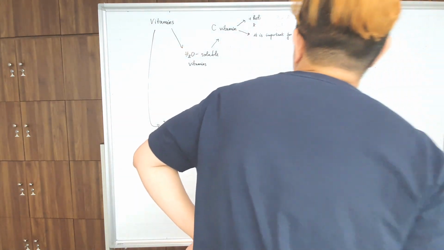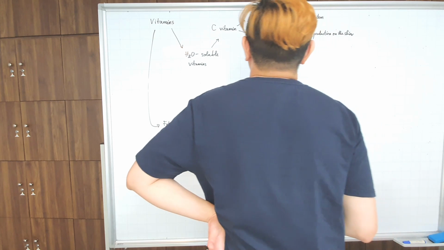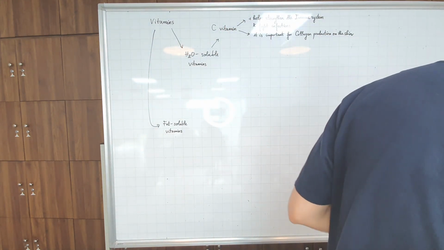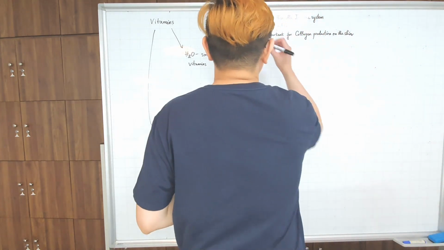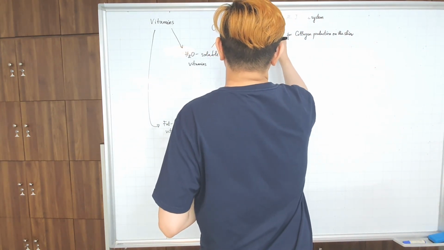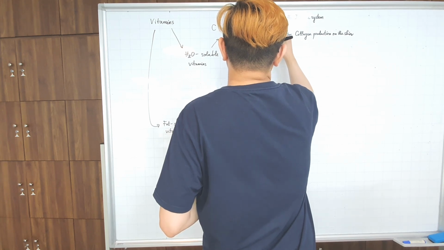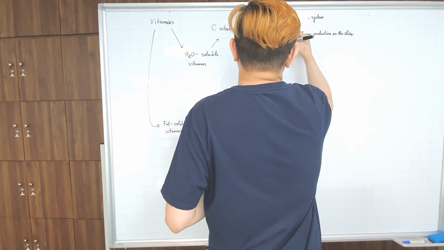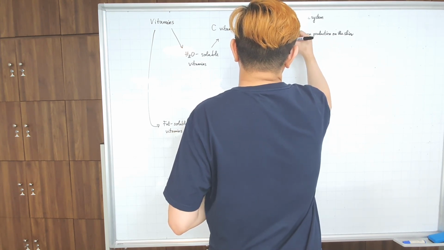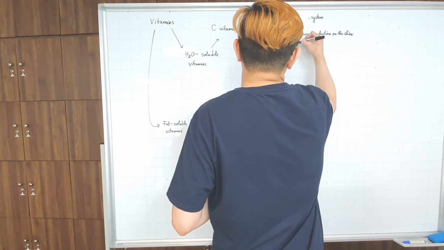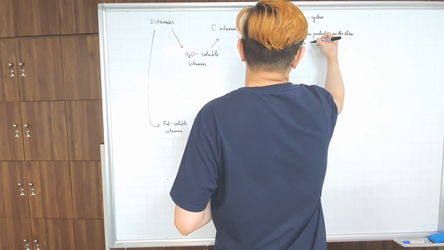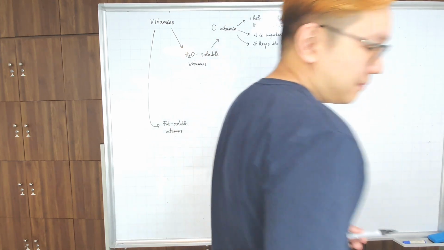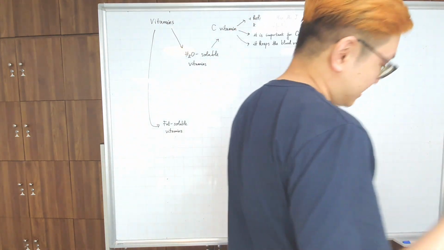C vitamins. Thiếu vitamin C là cái chuyện gì? So collagen production in the skin, and of course it keeps the blood vessels strong. Nó giữ cho những cái mạch máu á, nó mạnh, khỏe. Keep the blood vessels strong. Thiếu nó thì sao?